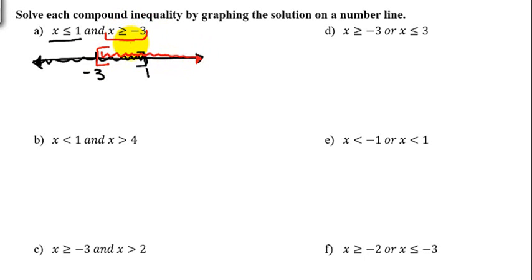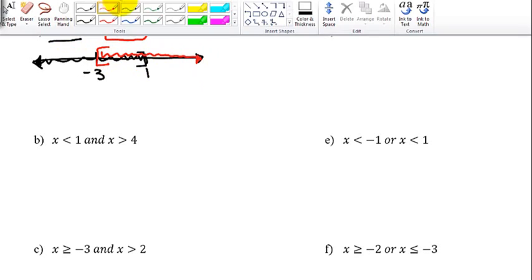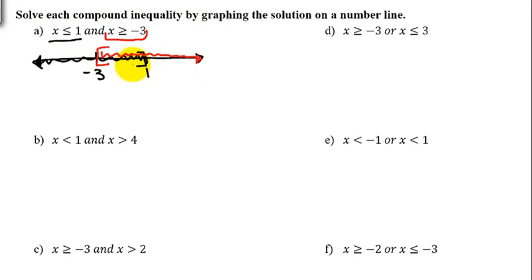Okay. So both of these have to be true. With the and statement, they both have to be true in order for it to be part of the solution. So the solution I'll put in blue, and the solution is the intersection, and is the same as intersection. So it's the place where the red and the black intersected. And so that was everything between -3 and 1.